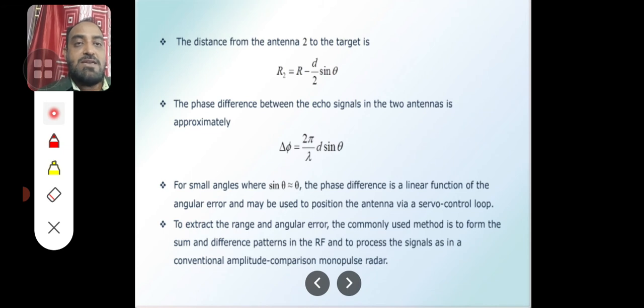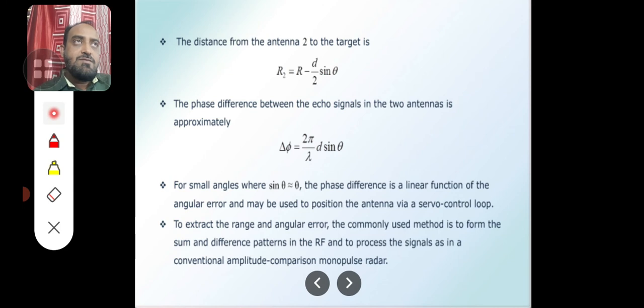For small angles where sin theta is approximately equal to theta, the phase difference is a linear function of angular error and may be used to position the antenna via a servo control loop, because both the antennas are very close to each other with a very little separation d. Now the angle of the wavefront theta will be very small.